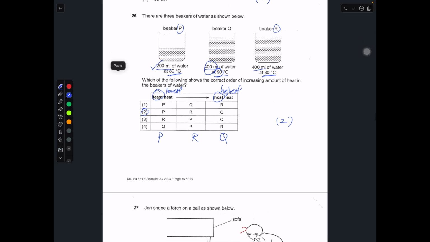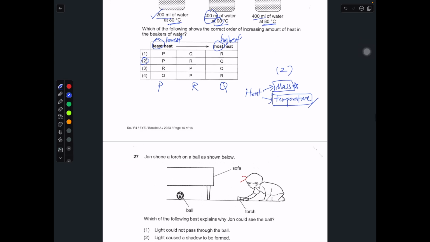Okay, so heat itself depends on 2 things: the temperature as well as the mass. Okay, the amount of matter in it, and the temperature. So you cannot just look at temperature to say that a higher temperature has more heat energy. You also have to look at the mass of it.